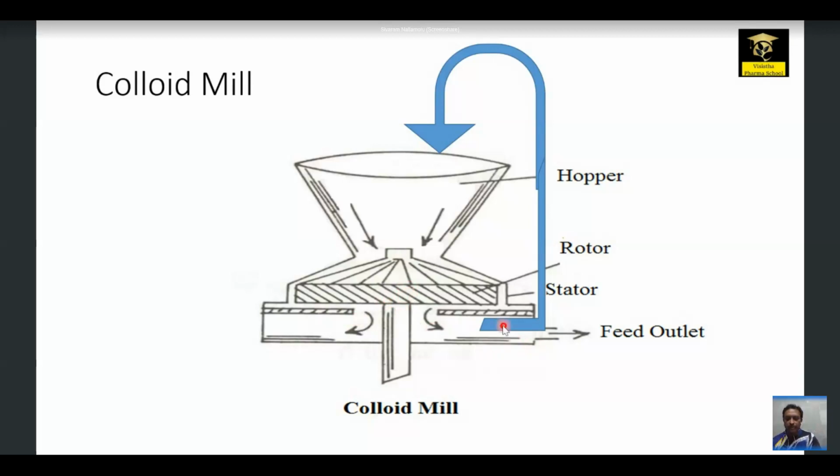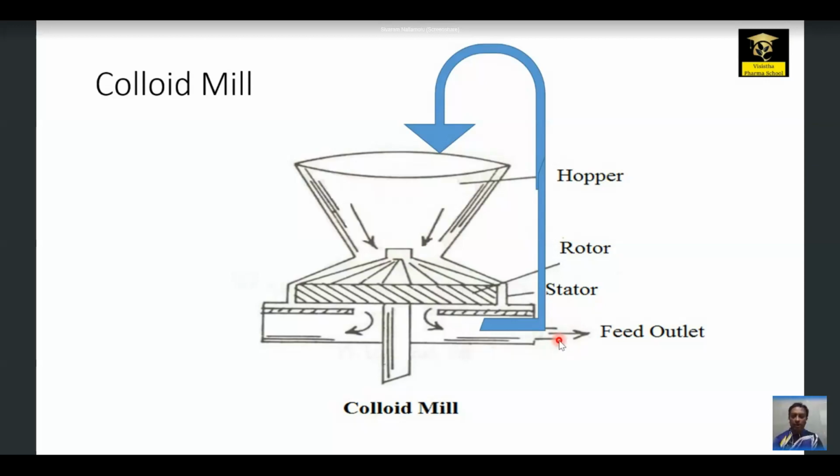And here, this blue colored one is the recycle pipe. And here, this conical shaped steel vessel is the hopper for the entry of the feed inlet. And here, this is the outlet for the feed material. So these are the various components of the colloid mill.